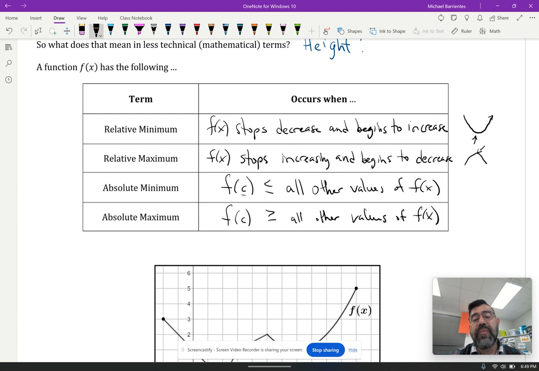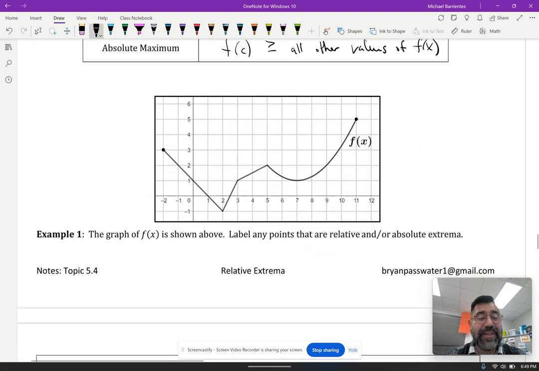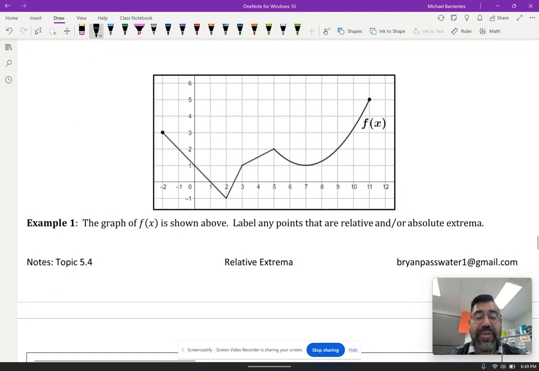And so in thinking of our relative extrema, our relative minimums and relative maximums, in terms of increasing and decreasing, we can pair those two ideas and create what's called the first derivative test for relative extrema, which we're going to get into in the second video. But let's finish this part up. It says, can you label any points that are relative or absolute maximums, and or relative or absolute extrema?